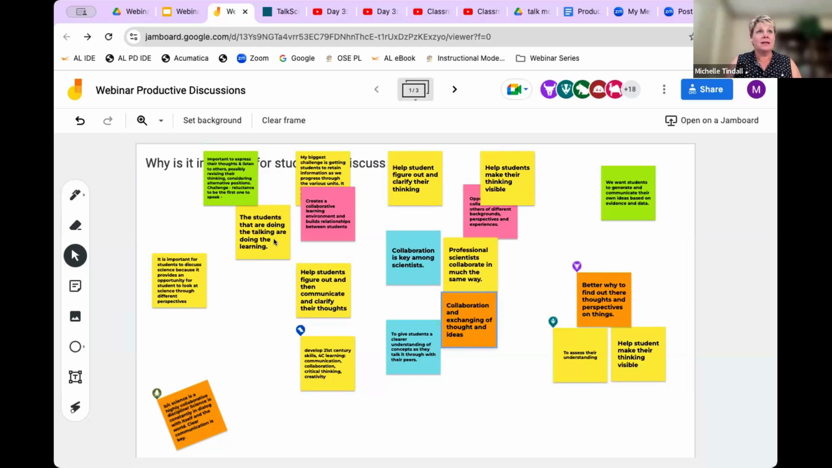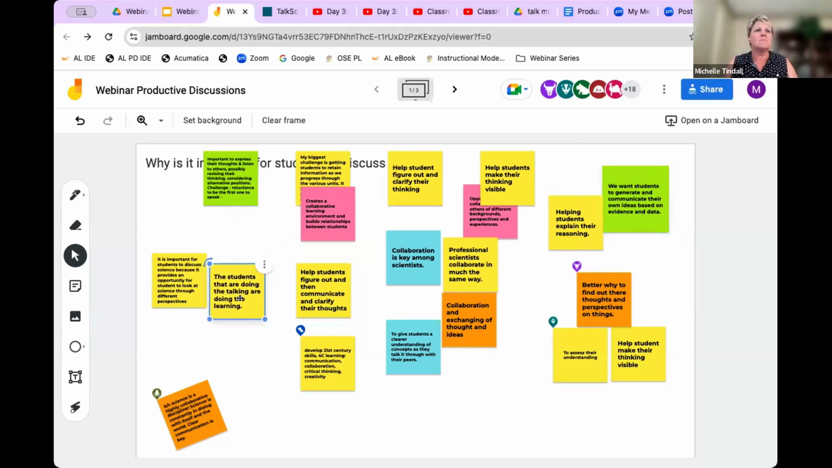So taking a look at some common themes that I'm seeing here. I'm seeing collaboration. I'm also seeing two or three notes here about making students' thinking visible, to assess their understanding, a better way to find out where their thoughts and perspectives are on things, helping students explain their reasoning, and communicate their ideas based on their evidence and their data. So there's lots of good reasons that we're seeing here.